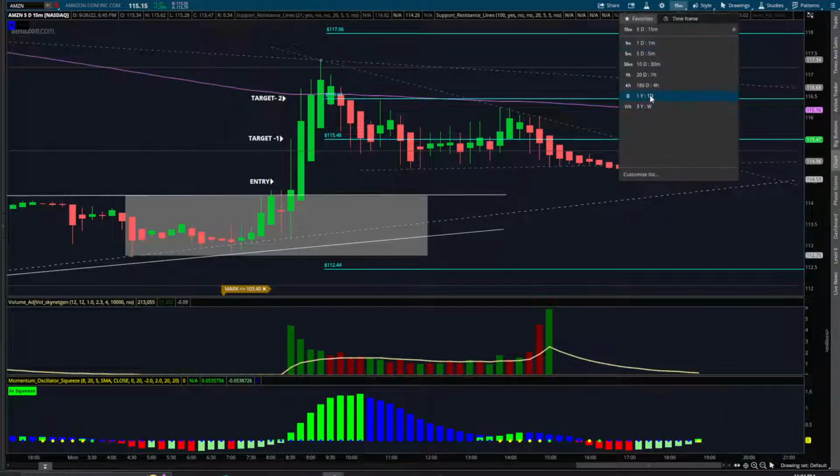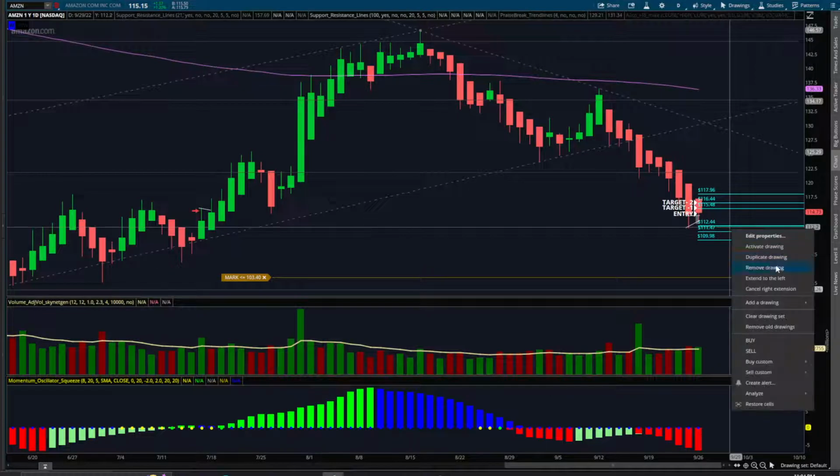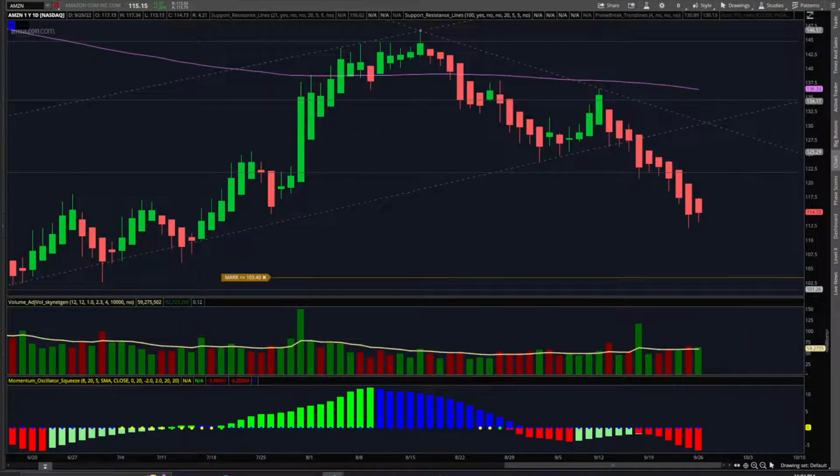And then last but not least, let me remove this because this is not good for tomorrow. Clear drawing set. Okay, and then the NQ.